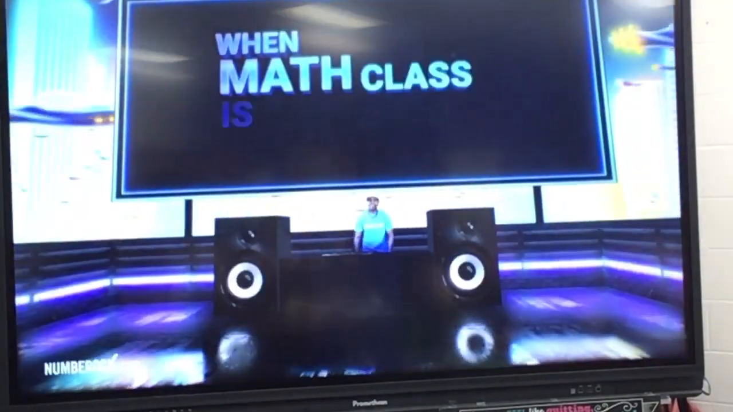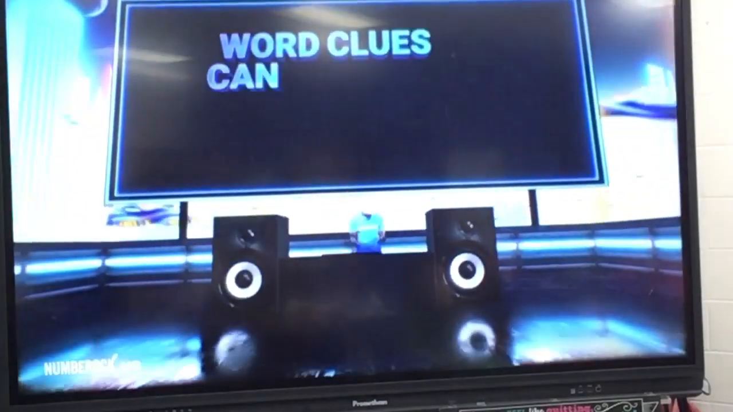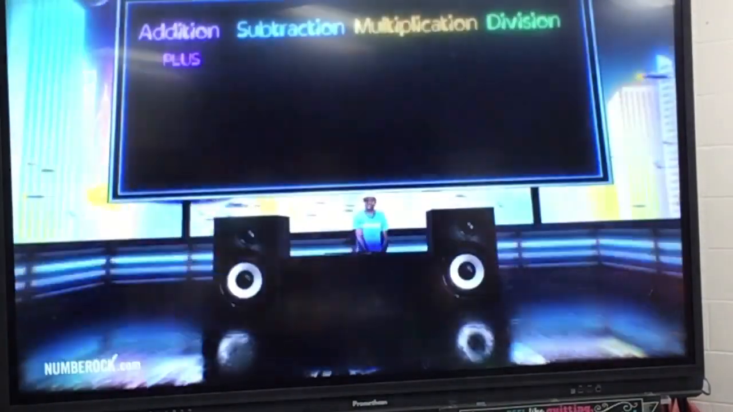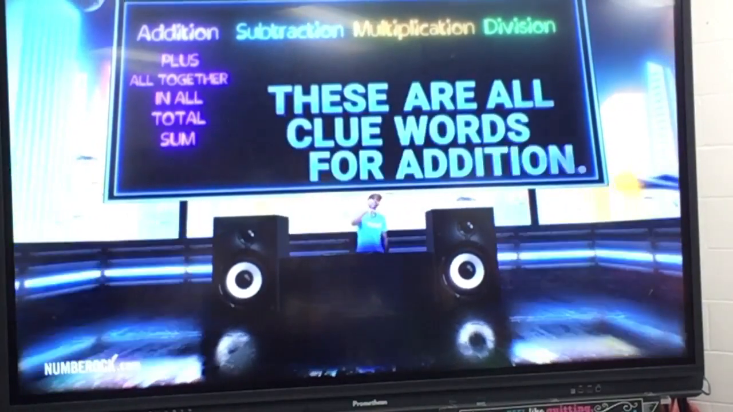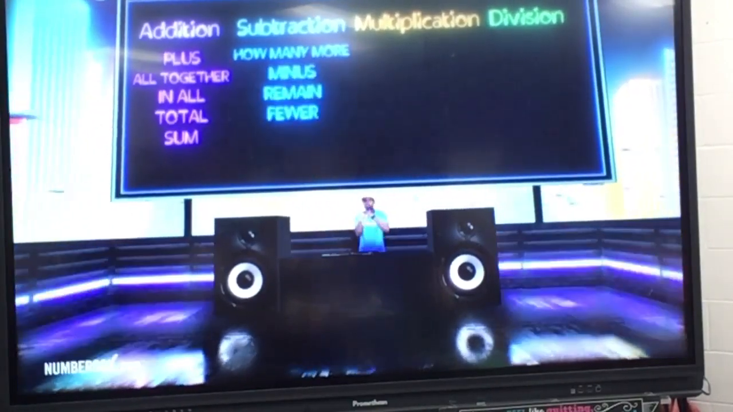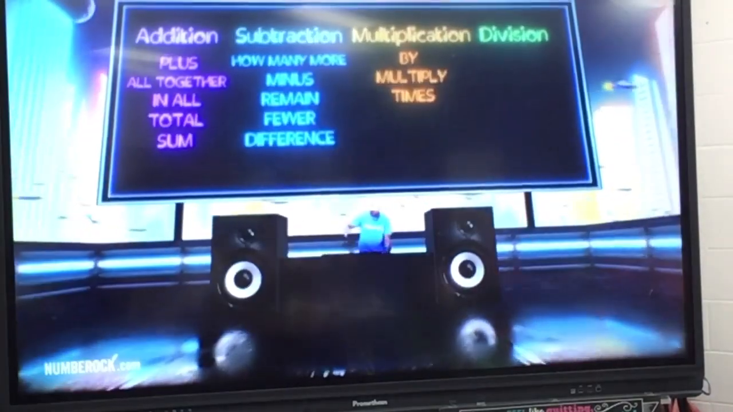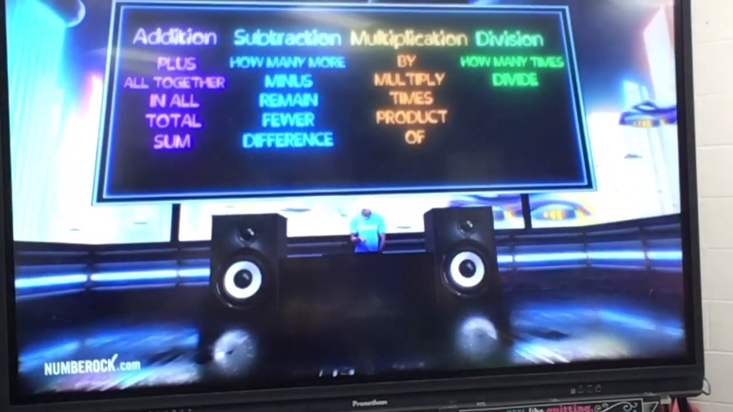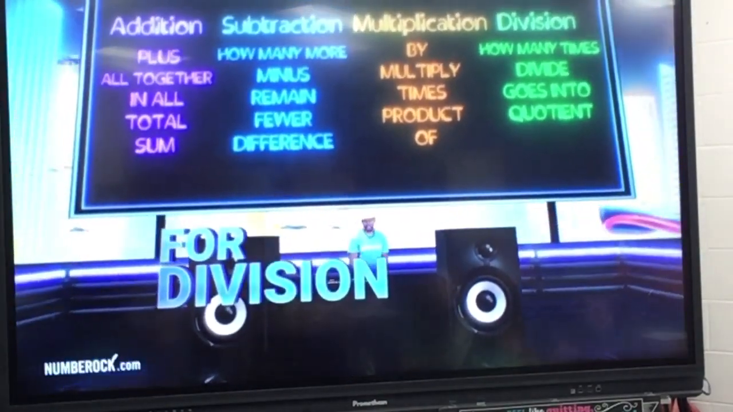Let's go! When math class is in session and we read a numerical expression, word clues can help us choose the operation so we can make the correct calculations. Plus, all together, and all total, and sum: these are our clue words for addition. How many more, minus, remain, with difference are all clue words for subtraction. By, multiply, times, product of are all clue words for multiplication. How many times, divide, goes into, quotient are all clue words for division.